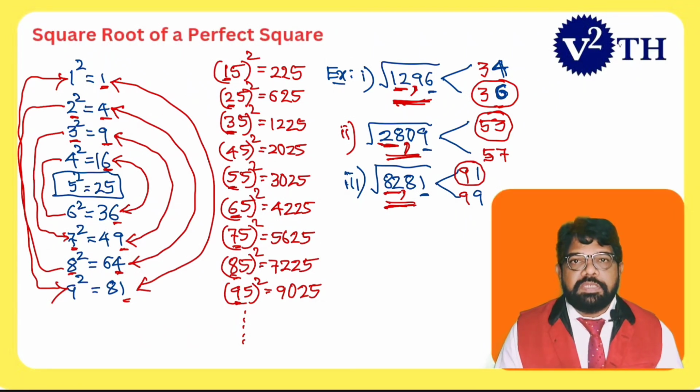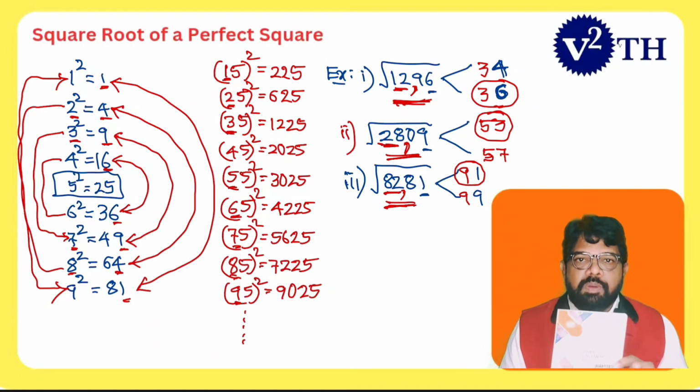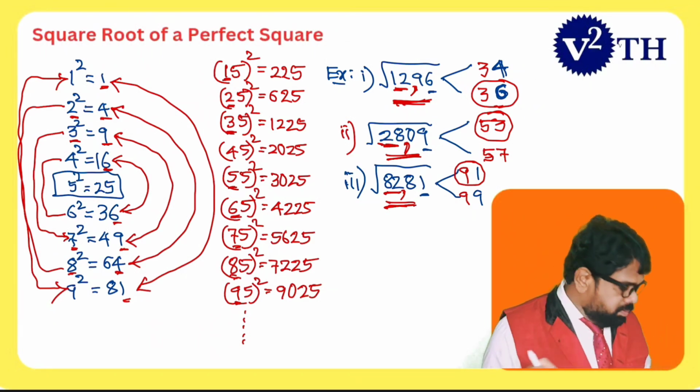So this is the strategy. More examples are there in this book of Quantitative Aptitude 1, for practice. You have to practice more examples, then you can get command over it.